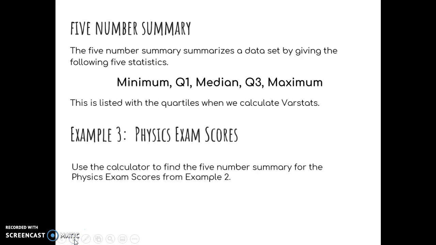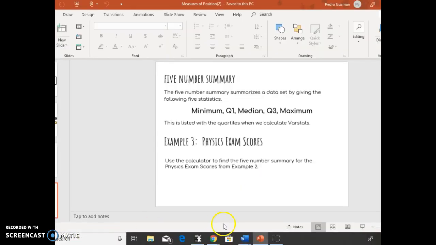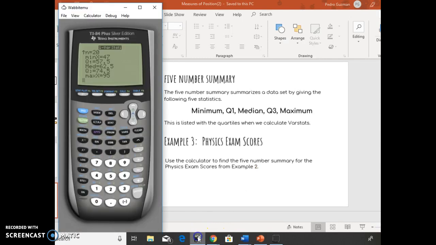So example 3, physics exam scores. Use the calculator to find the 5-number summary for the physics exam scores from example 2. So let me go back here real quick to the calculator. When we did var stats, here's the 5-number summary: 47, 57.5, 62.5, 74.5, and 95. And you would just list them in that order.